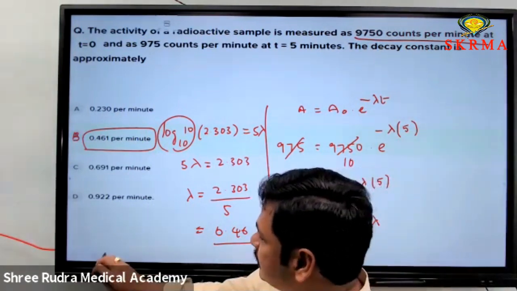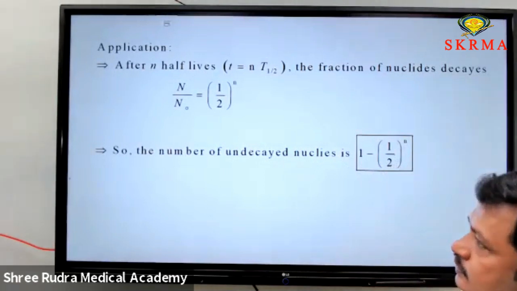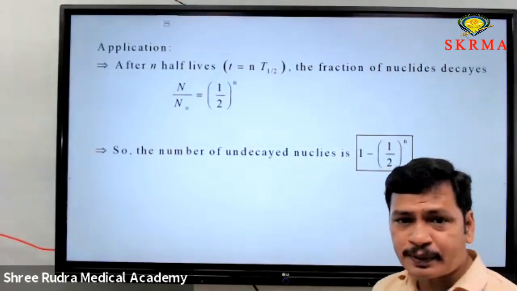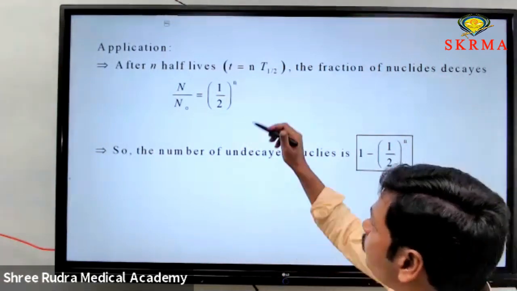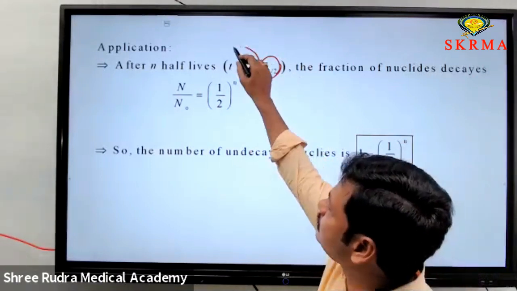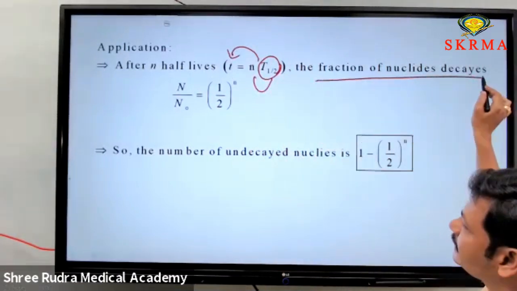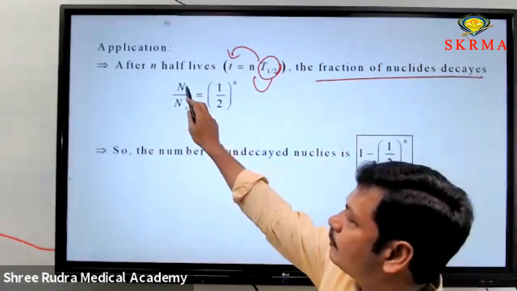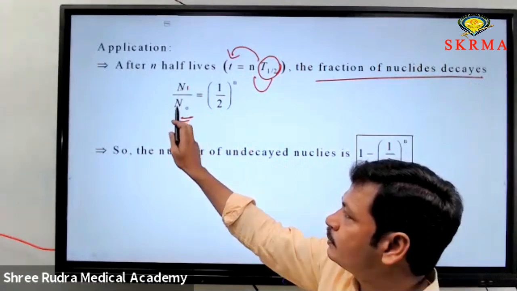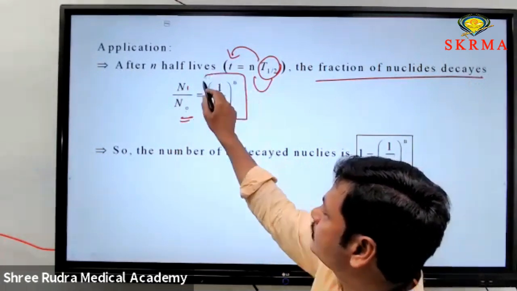Let's move on to the next concept. What are the applications of half-life? After n half-lives, the total time is represented in the number of half-lives, T half. Here the n half-lives give us the total time. The fraction of nuclei that decay, N by N naught, that is the number of nuclei left compared to the initial number of nuclei, is 1 by 2 whole power n.